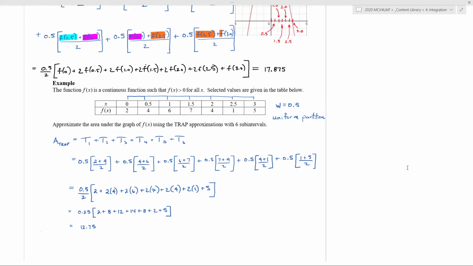And we can use all 4 of these methods to approximate the area under a curve, given to you as a graph, given to you as a function, or given to you as a table. That is what we've done here in this lesson. Any questions before I move on?